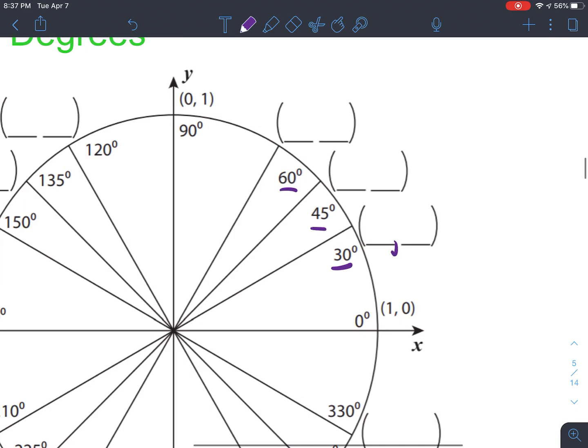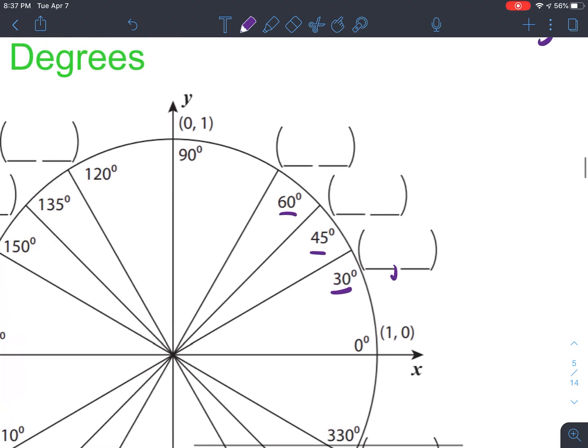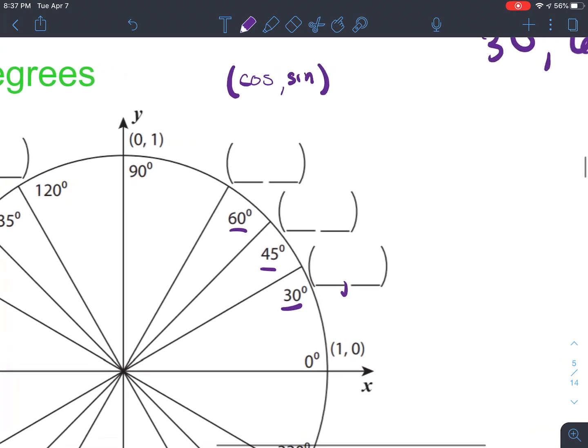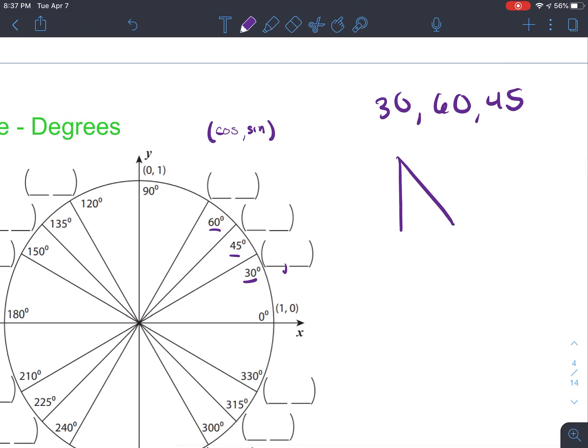Right, we already talked about how 0 degrees is 1 and 0, and 90 degrees is 0, comma 1. So let's take a look. Well, if this is cosine, comma sine, if we use our special right triangles, we can find the x and y values from it. So the side opposite 30 is 1, radical 3 and 2, and for the 45, 45, 90, we have 1, 1, radical 2. Okay, so let's start with 30.